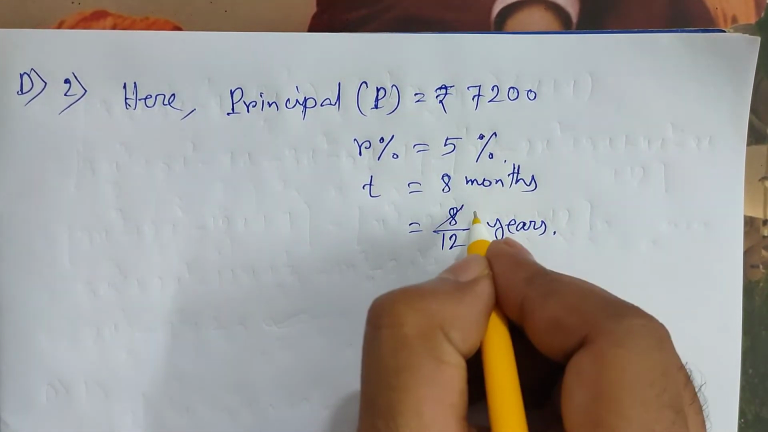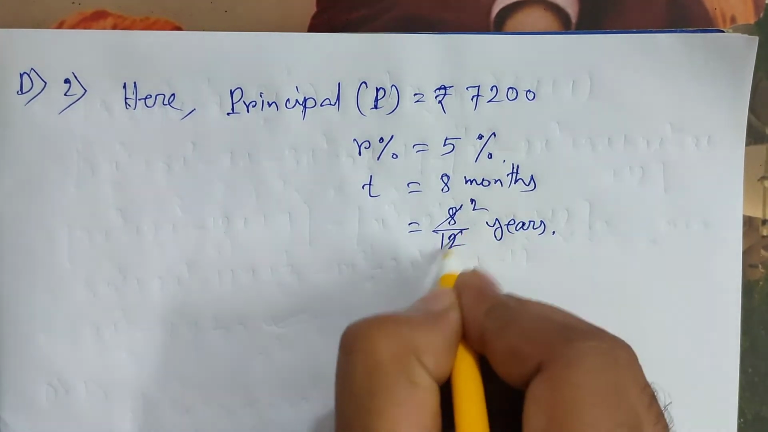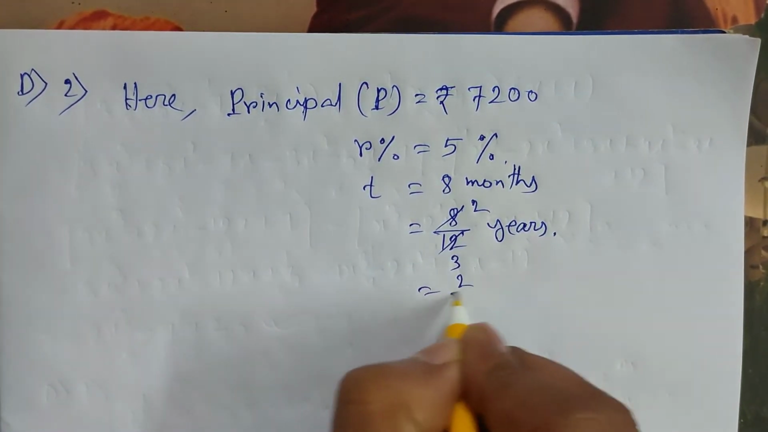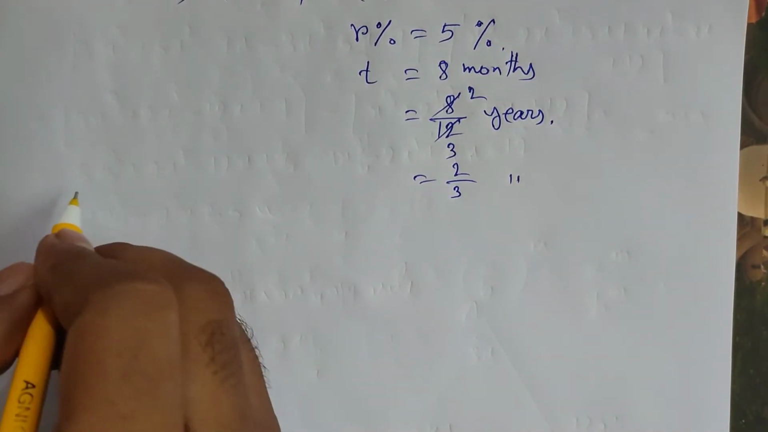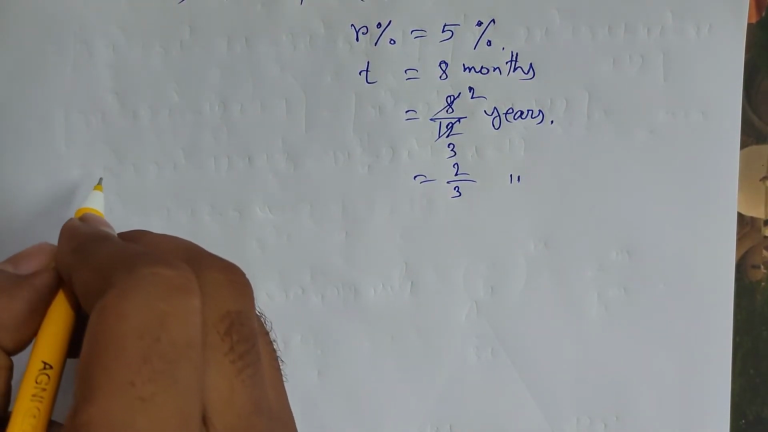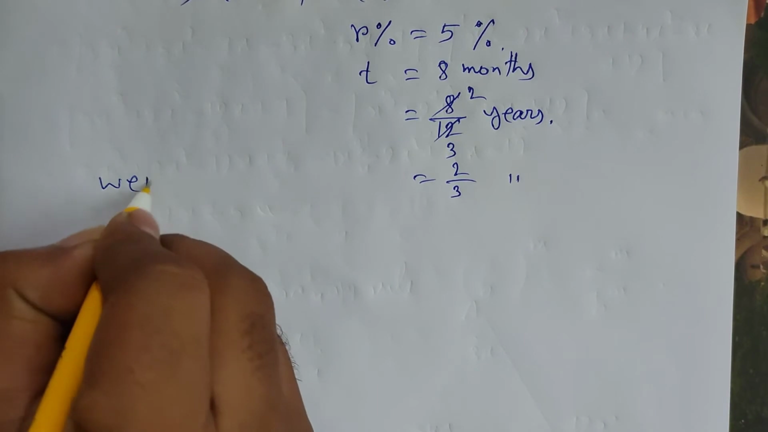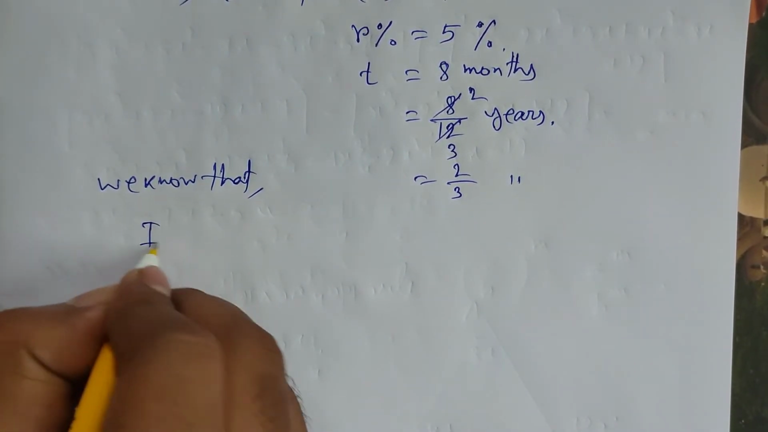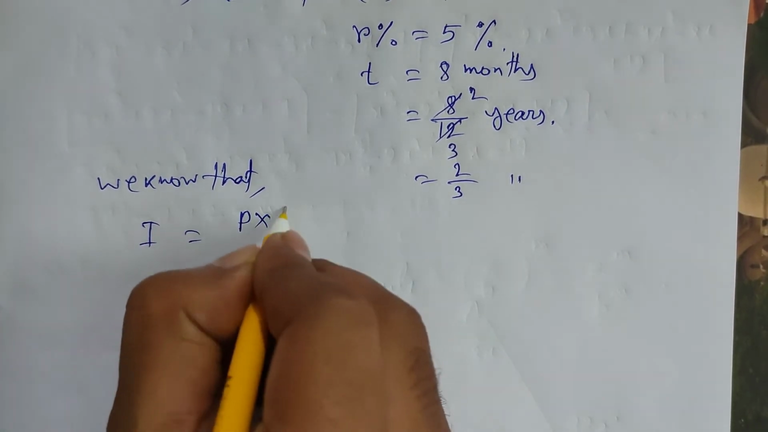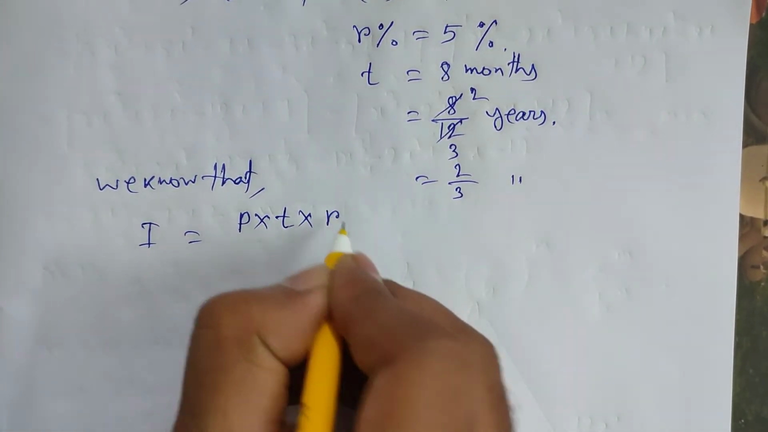That means 4 times 2 is 8 and 4 times 3 is 12, that means 2 by 3 years. Then we need to find out the SI, that means simple interest. We know that simple interest equals P into T into R by 100.